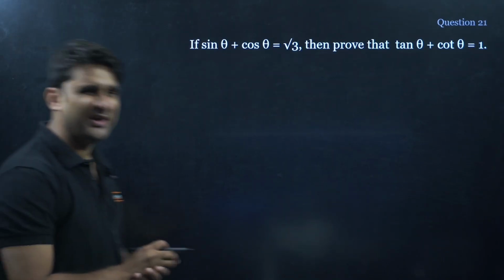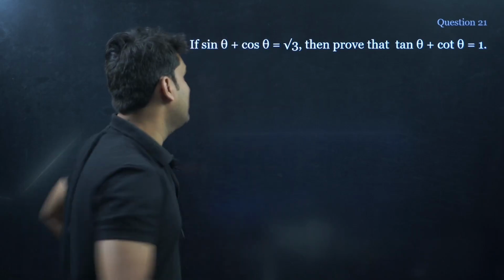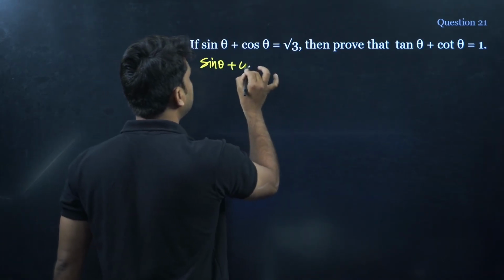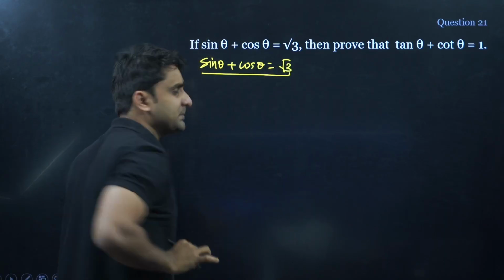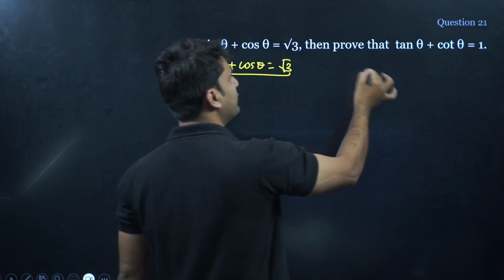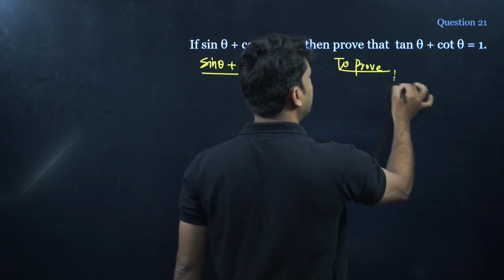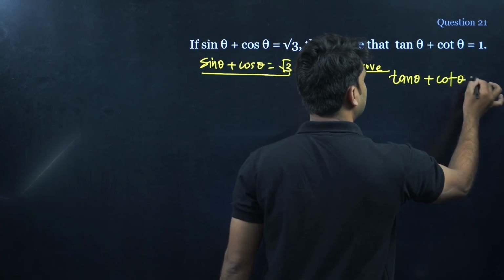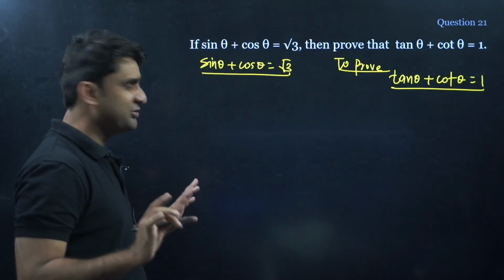Okay, very easy question. If sin theta plus cos theta is equal to root 3, it is given to you: sin theta plus cos theta is equal to root 3. Only one piece of information is given to us. And what we have to prove? Tan theta plus cot theta should be equal to 1. Very easy. Just have patience.